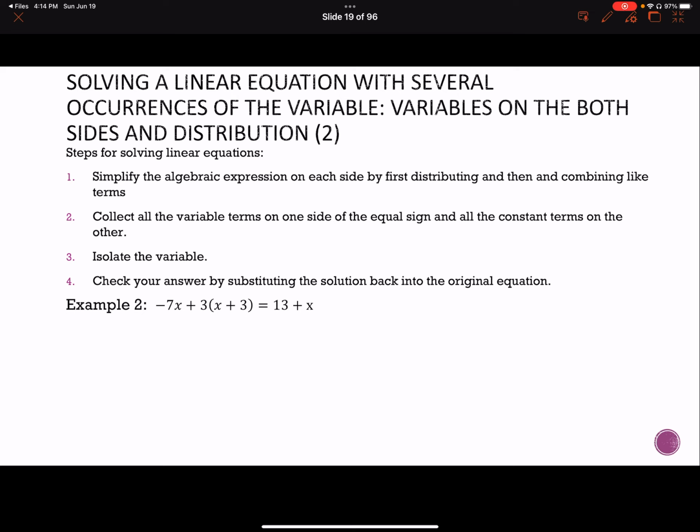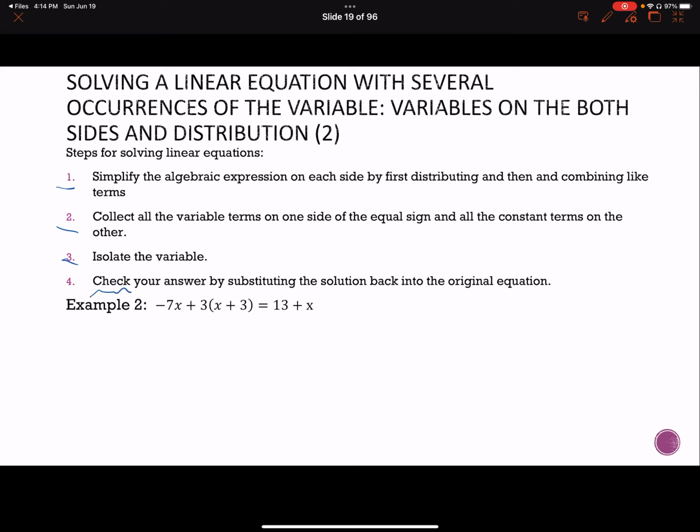So again, our steps for solving linear equations are as follows. First, we need to simplify the algebraic expression on both sides by first distributing and then combining like terms. We then collect all of our variable terms on one side and all the constant terms on the other. We then isolate our variable. Again, we like our x's lonely. And we check our answer by substituting the solution back into the original equation.